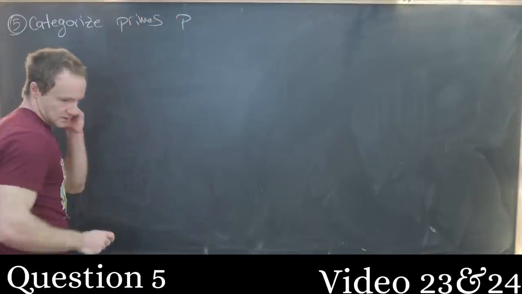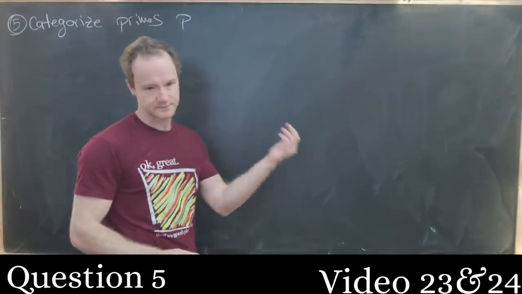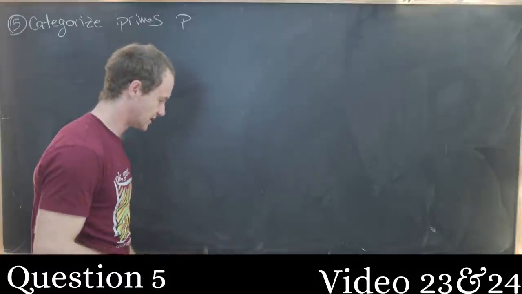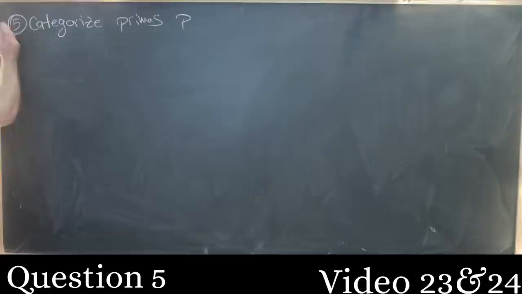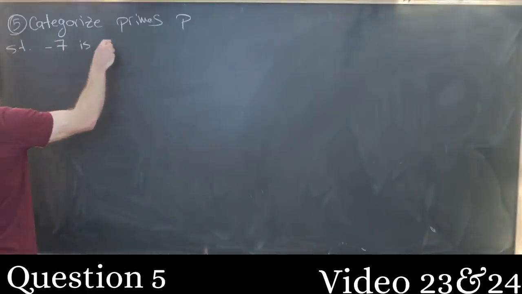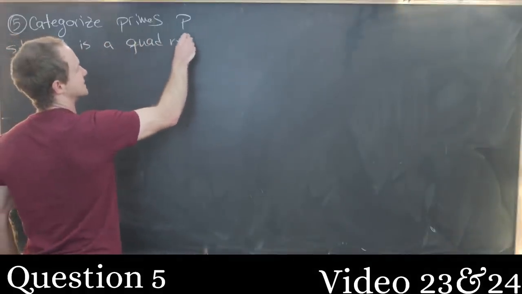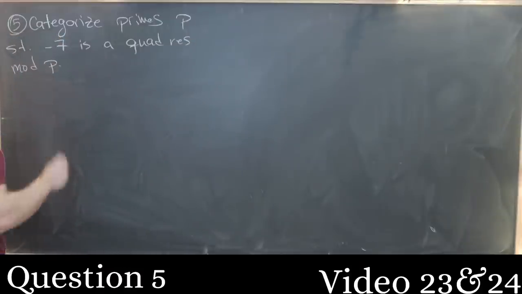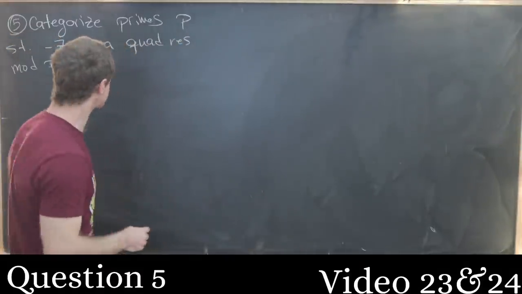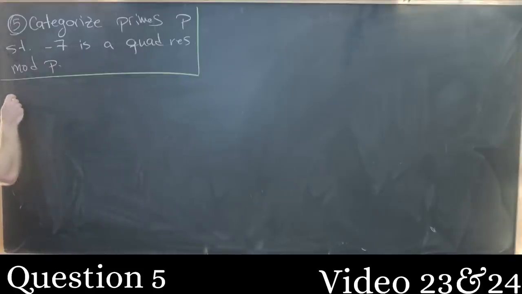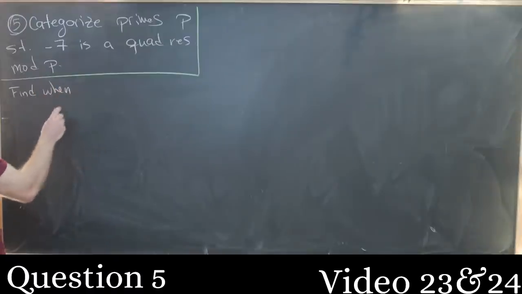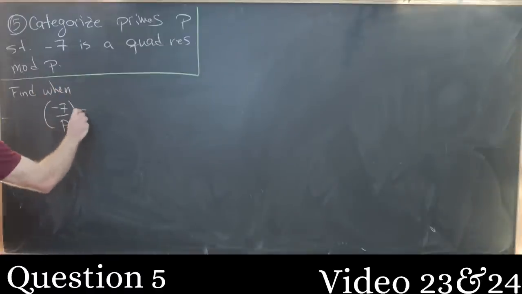So here's the goal: categorize primes p. I should really be more careful about this and say odd primes. It's just that the even prime is not super interesting. Everything is a quadratic residue. So categorize odd primes p such that minus 7 is a quadratic residue modulo p. In other words, it's a perfect square mod p. So using the Legendre symbol, that means we want to find when minus 7 over p is equal to 1. Remember, minus 7 over p being equal to 1 means that minus 7 is a perfect square mod p.